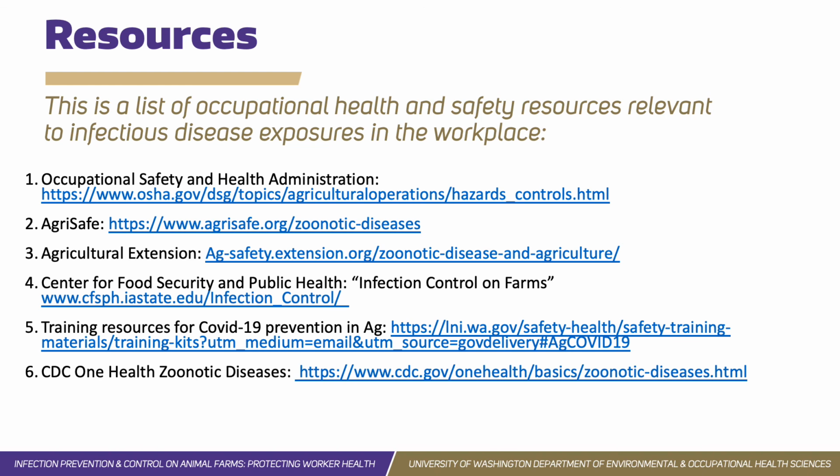And here is a list of additional health and safety resources that may be useful in looking at potential infectious disease exposures on farms. You can find these listed in the resources section of the course in Canvas. This concludes Section 1 of Module 3 of Infection Prevention and Control on Farms. Please continue to Section 2 to learn about controlling hazards on the farm.